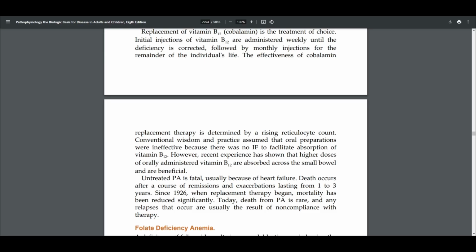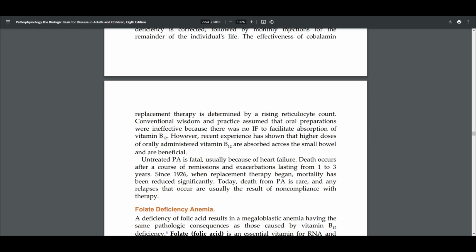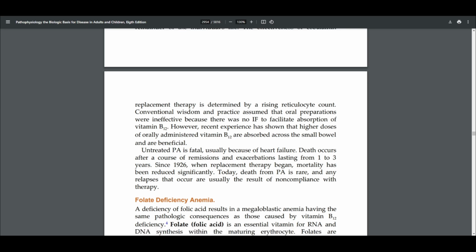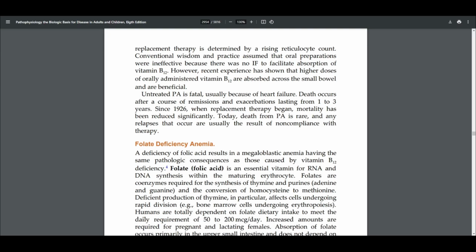Again, untreated pernicious anemia is still considered fatal, usually because of heart failure. Death occurs after a course of remission and exacerbations lasting anywhere from 1 to 3 years. Since 1926, when replacement therapy began, mortality has been reduced significantly. Today, death from PA is considered rare, and any relapse that occurs is usually the result of non-compliance with your therapy.